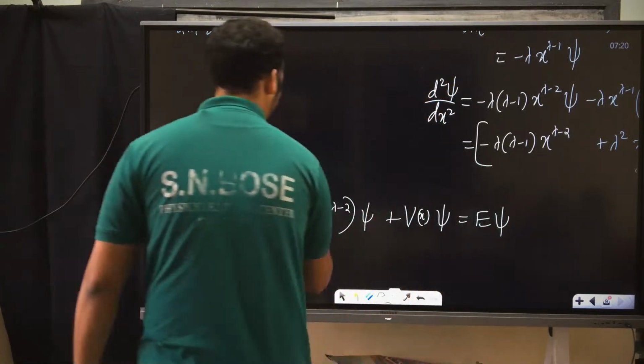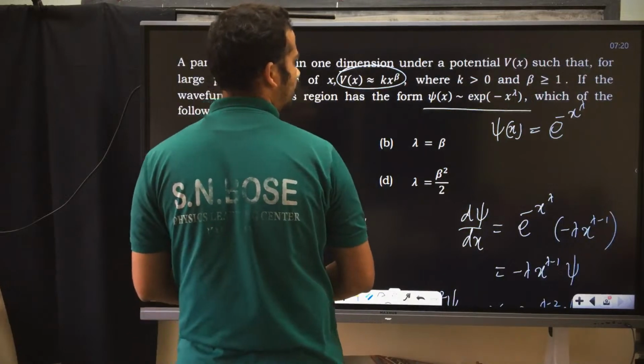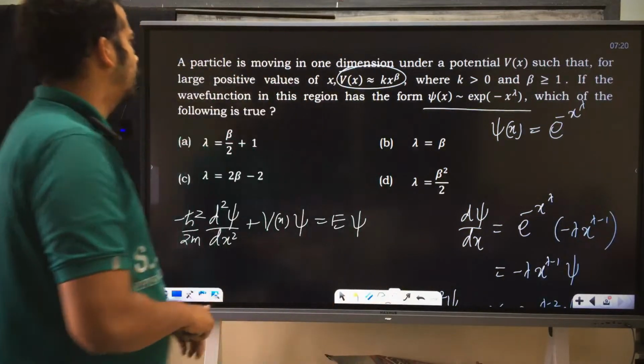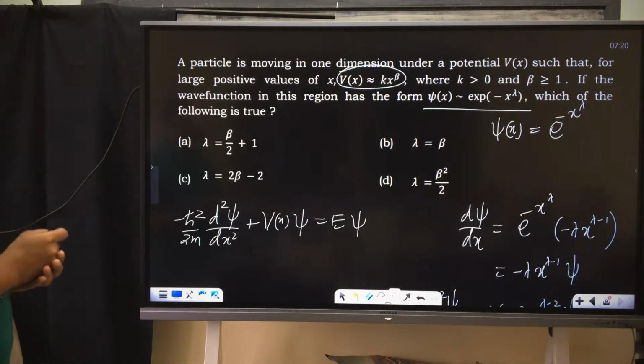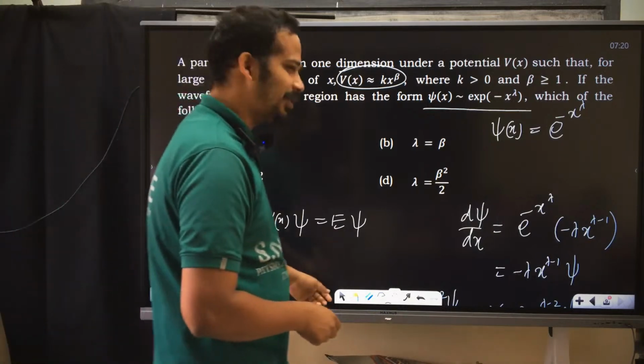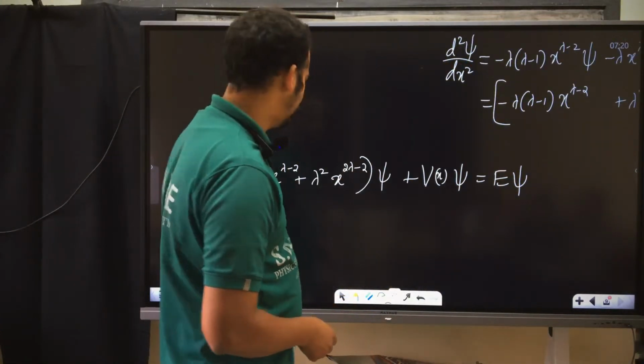Now, when x is very large, what will happen to e power minus x power lambda for large positive values of x? Zero. If it becomes zero, then zero equals zero. The equation turns out to be 0 equal to 0. How do you handle it?